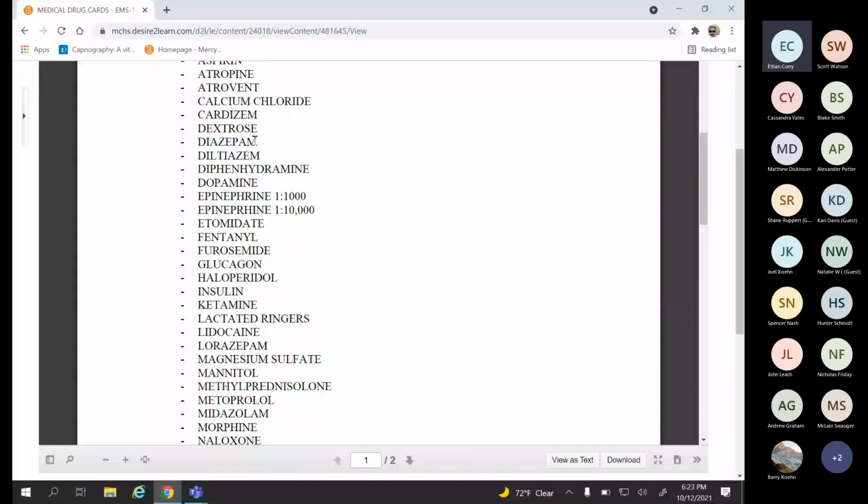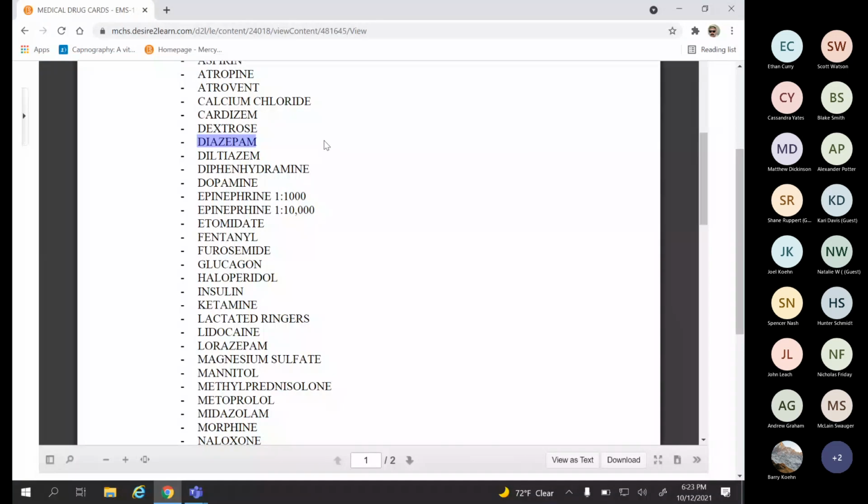All right, our next med, diazepam. Anybody tell me the other name for diazepam? Valium. What classification is that? Benzodiazepine. So what do we use those for? Seizures, most commonly. Valium really is kind of going by the wayside a little bit.